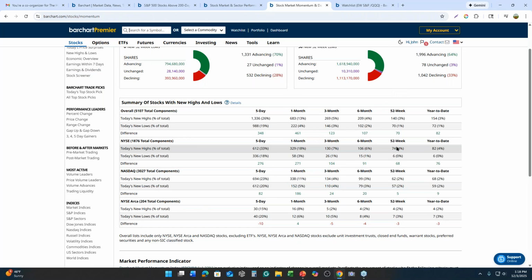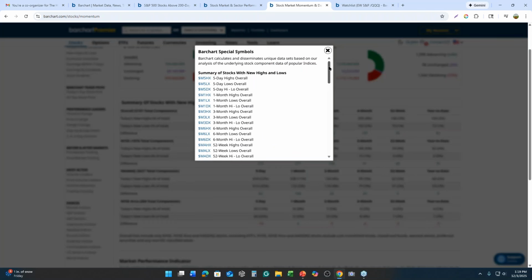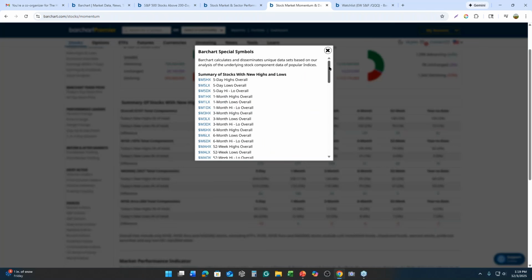We also want to be aware of expanding new lows. This could tell us that our market is under stress and warns of trend breakdown. So again, right here it says details. If I click on this, it's going to send us to this special symbol page, and this is where we can look at a lot of different highs and lows comparisons.